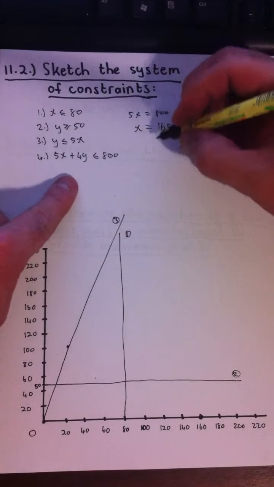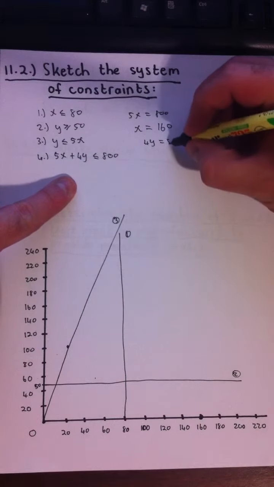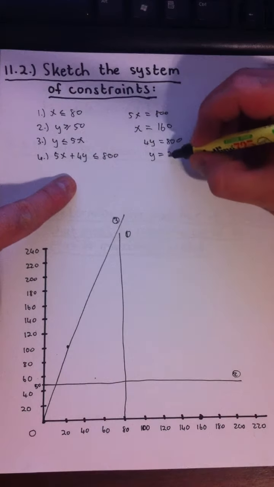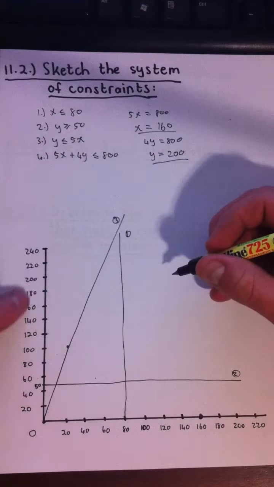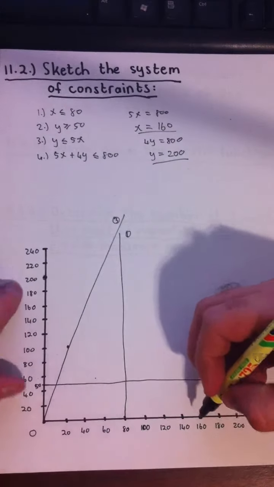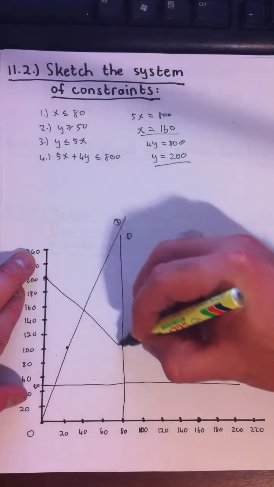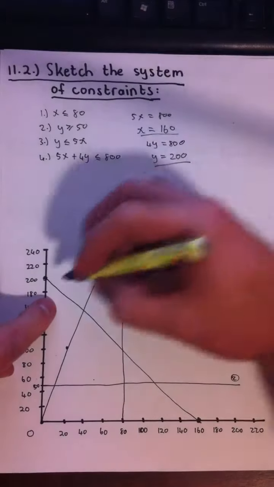And to find a y-intercept, we just make x 0, so we'll have 4y equals 800. Divide both sides by 4, we get y equals 200. So 200 would be our y-intercept. And all we do is connect those points up. See if I can draw a straight line here. Fairly straight. And we'll call this one number 4.